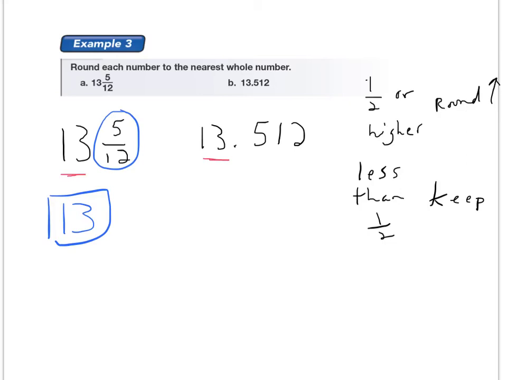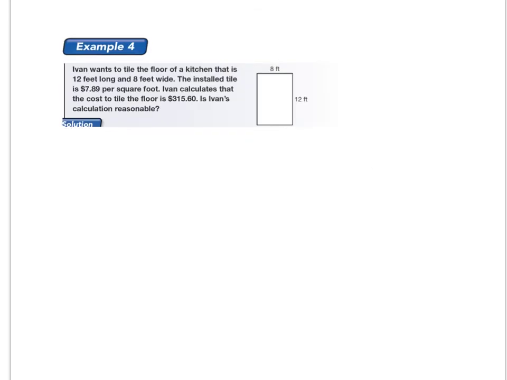Okay, so I'm looking at this digit for rounding purposes. Well, the 5 tells me to round this 3 up. Okay, we just went over that in the last slide. So that's going to tell me to round up. So I keep the 1 the same. I round the 3 up to 4. And there's my answer to the nearest whole number. Again, quick review of rounding there.